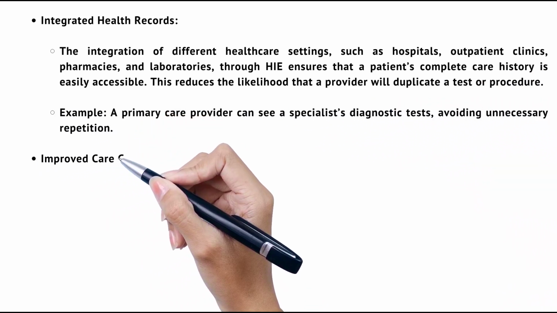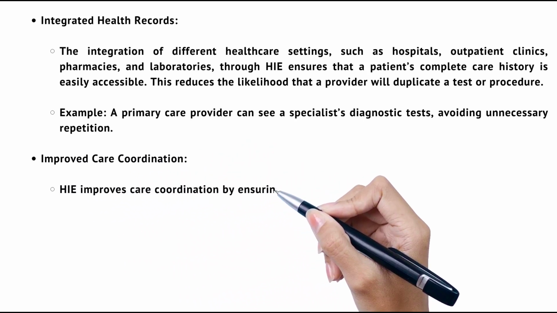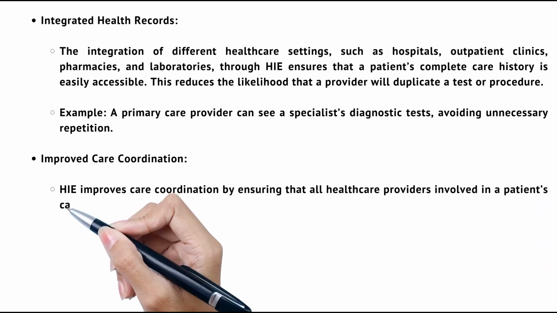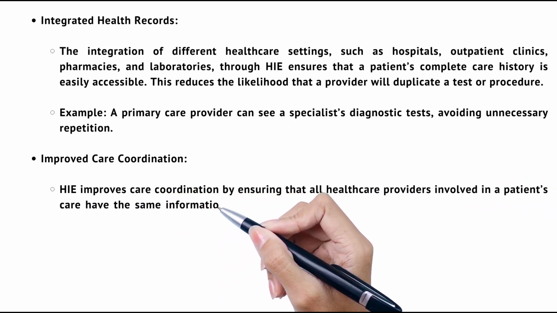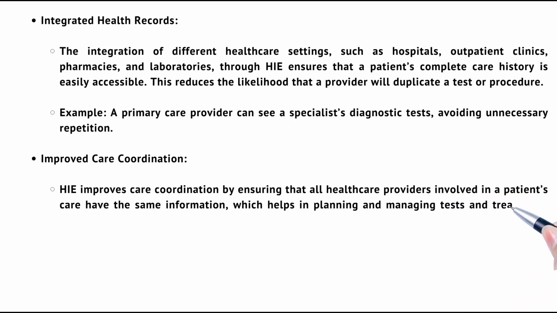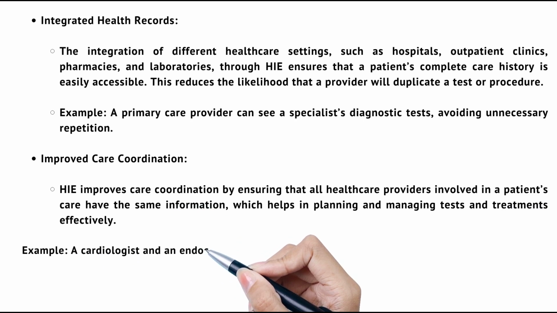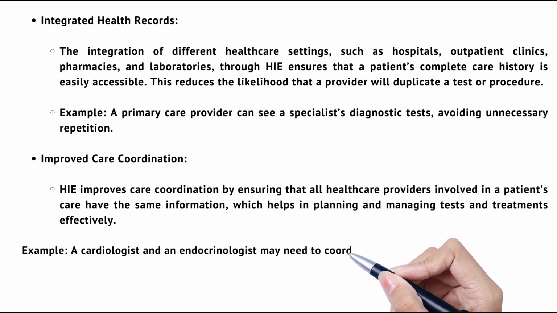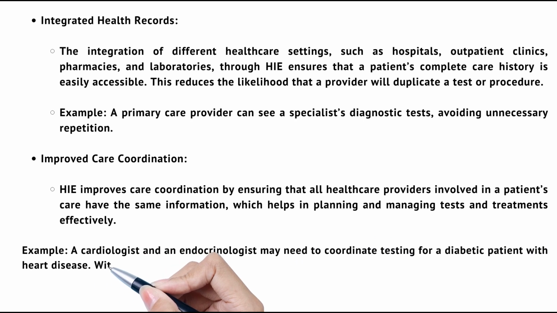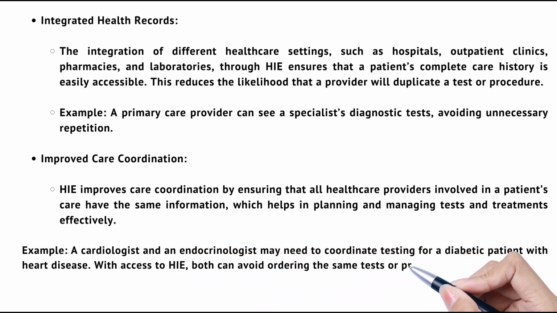Improved care coordination. HIE improves care coordination by ensuring that all healthcare providers involved in a patient's care have the same information, which helps in planning and managing tests and treatments effectively. Example: a cardiologist and an endocrinologist may need to coordinate testing for a diabetic patient with heart disease. With access to HIE, both can avoid ordering the same tests or procedures.